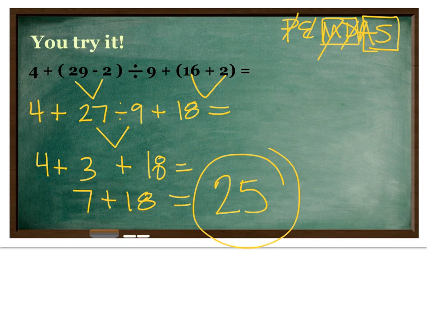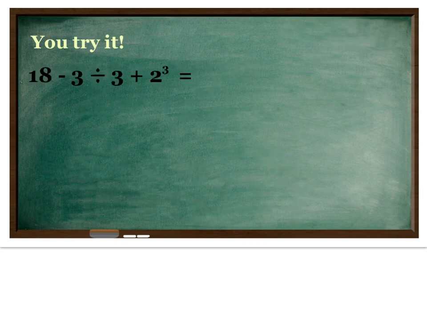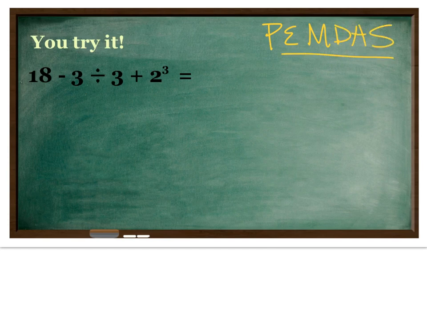All right. Now, let's try it again. Again, Please Excuse My Dear Aunt Sally. So pause the video and work the problem. All right, so this time I don't have parentheses, but I do have an exponent. So I'm going to bring down, even though I know you want to go ahead and work the rest of it, you have to show your steps.